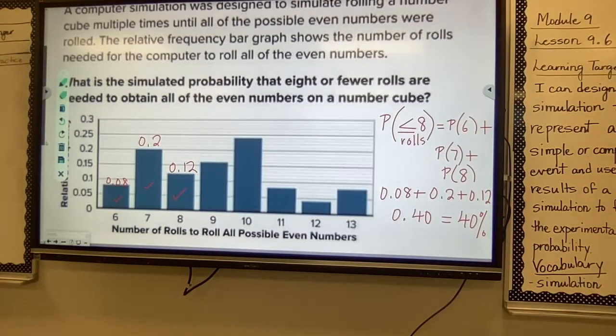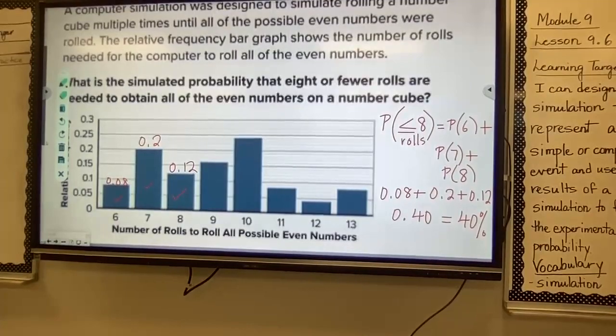So the relative frequency ratio has the same value as the experimental probability. So the simulated probability that it takes 8 or fewer rolls to obtain all of the even numbers on a number cube is 40%. All right.